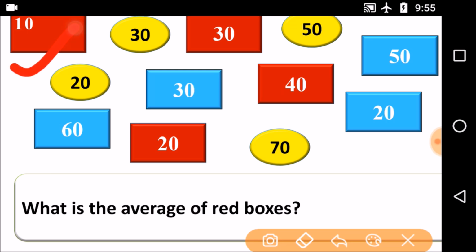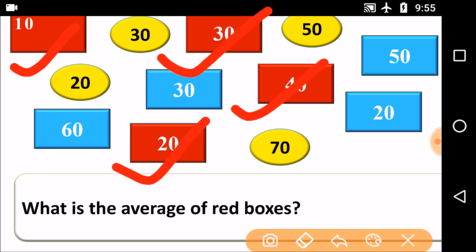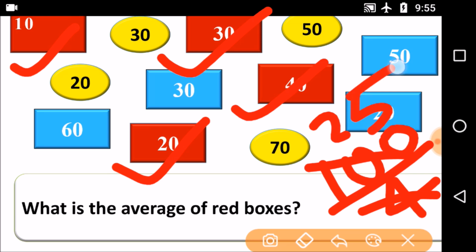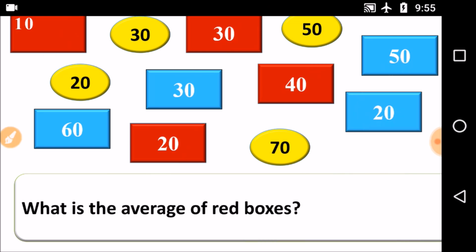First red box is 10. 10 plus 30 plus 40 plus 20. So what is 10 plus 30 plus 40 plus 20? It is 100. Okay. So 100 divided by how many boxes we discussed? 4 boxes. So what is average? Total number divided by number of products, or here number of boxes. So how many times? It is 25. So what is the average of red boxes? The average of red boxes is 25.